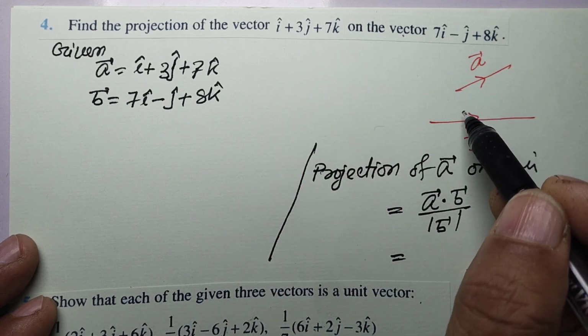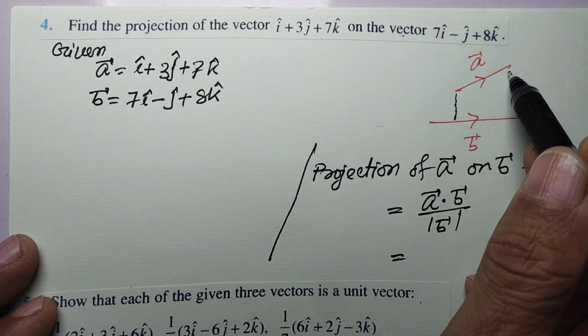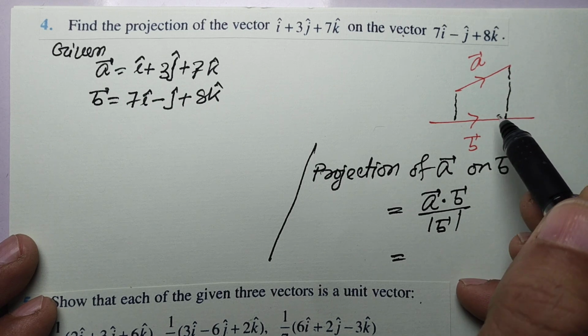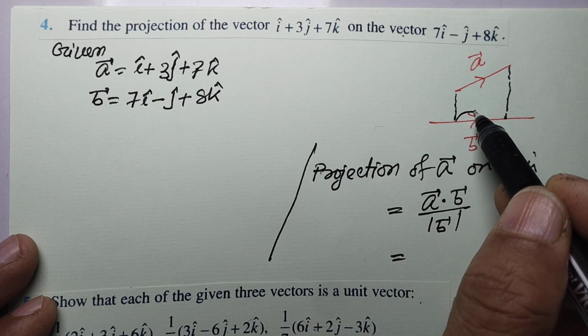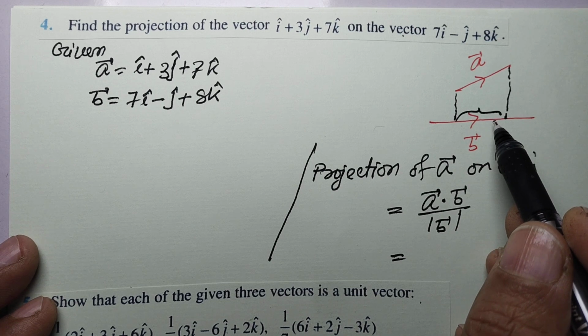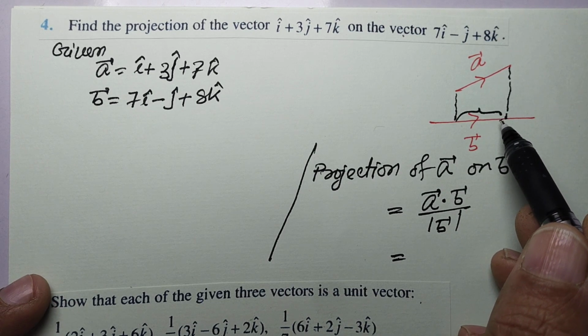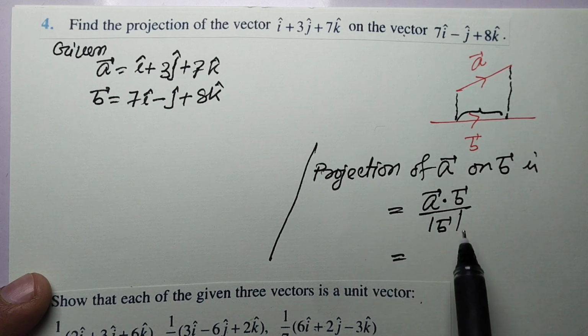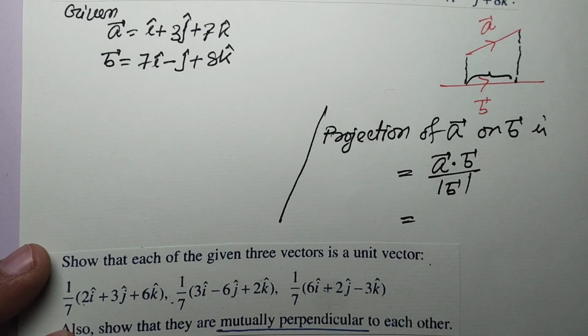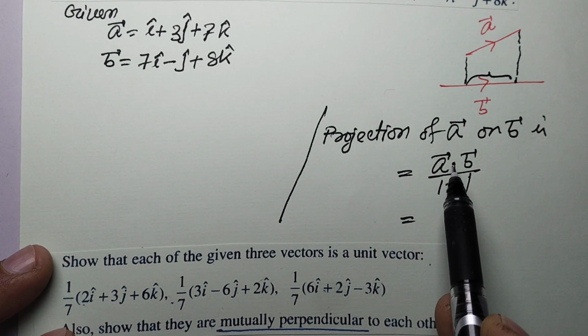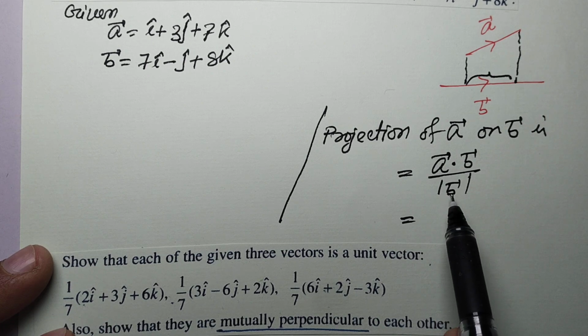And the projection concept is like this: if from the end point of A you draw a perpendicular to the other vector, then the distance between these two perpendiculars is the projection of A on B, which is given by this formula. In this formula we can clearly see we have to find the dot product and the magnitude of B.